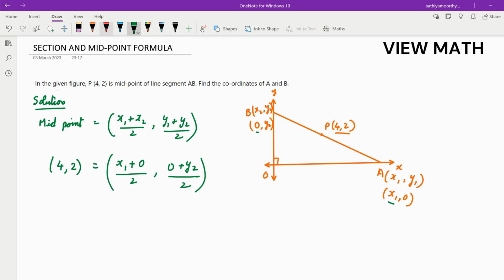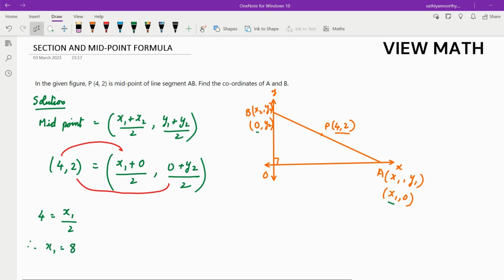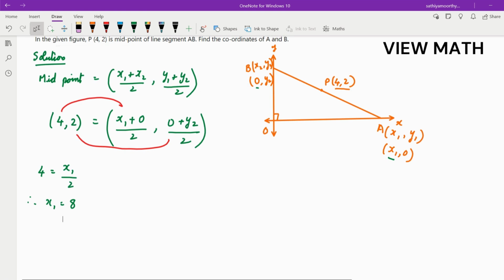Now I'm going to equate the x coordinates and the y coordinates on the left hand side and the right hand side to find out x1 and y2. So 4 is equal to x1 plus 0 by 2, that is x1 by 2. Therefore, x1 is equal to 4 into 2, which is 8. So we have found out x1, and therefore the A coordinate.